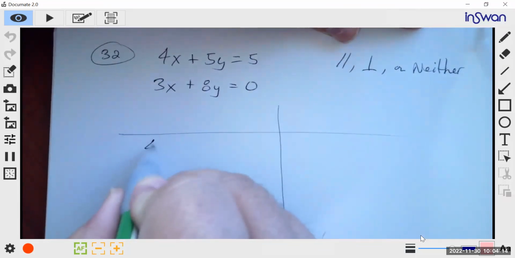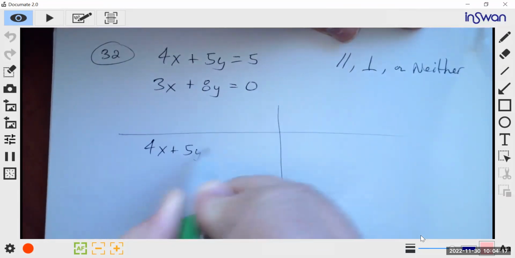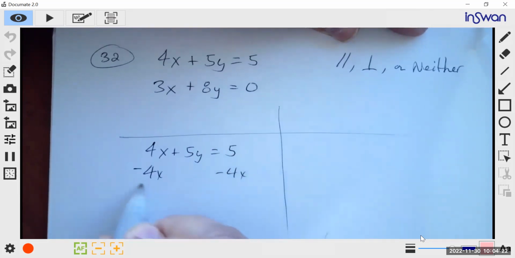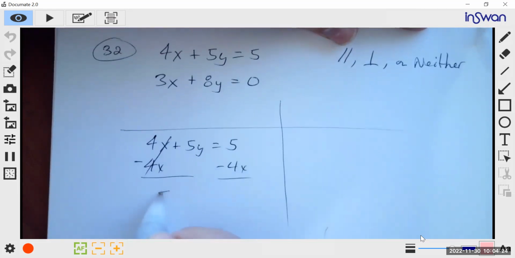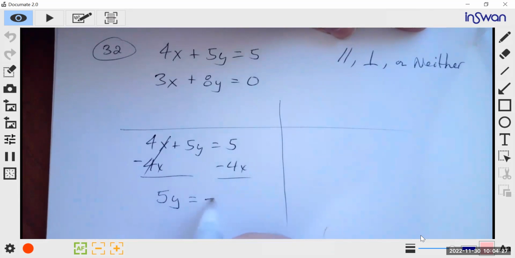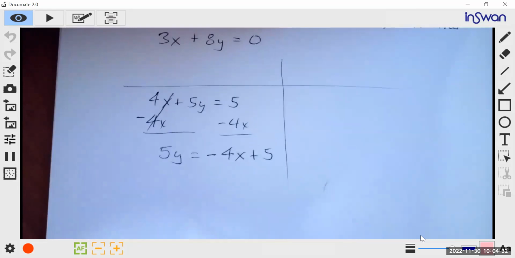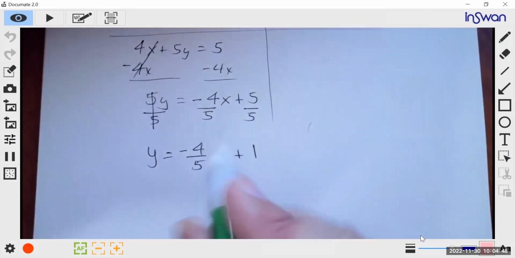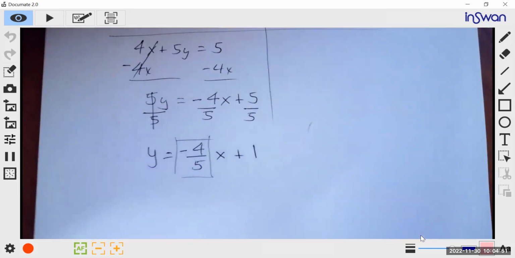So the first equation, 4x plus 5y equals 5. Subtract 4x from both sides. 5y equals negative 4x plus 5. Divide by 5. y equals negative 4/5 x, and 5/5 is 1. So the slope of this first one is negative 4/5.